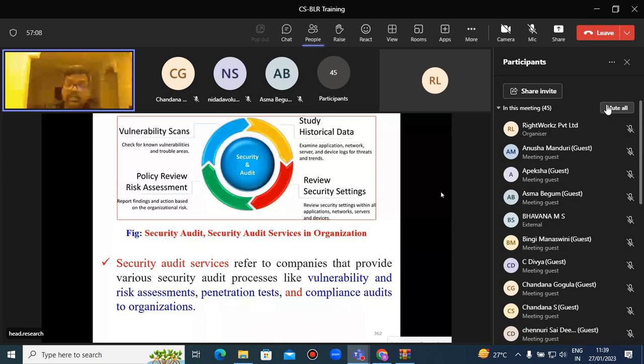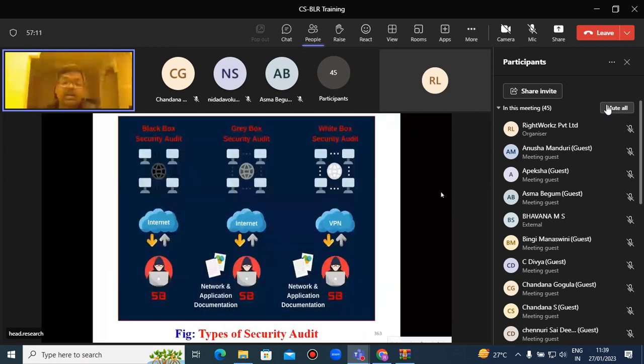If you see the types of security audit, there are three types: black box security audit, gray box security audit, and white box security audit. Through the internet you are connecting to an organization, and if any threat happens, they check it. White box security audit is nothing but what is called a transparent security audit.